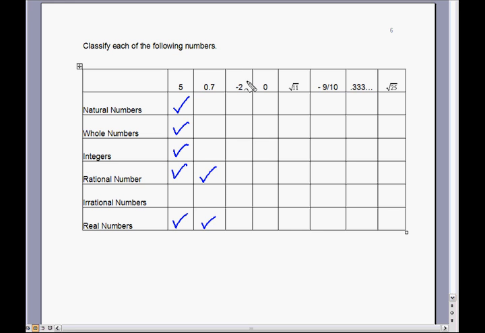-2. -2 is our next number. That number is not natural or a whole number, but it is an integer, and it is rational. It can be written as a fraction, -2/1, and it is a real number.